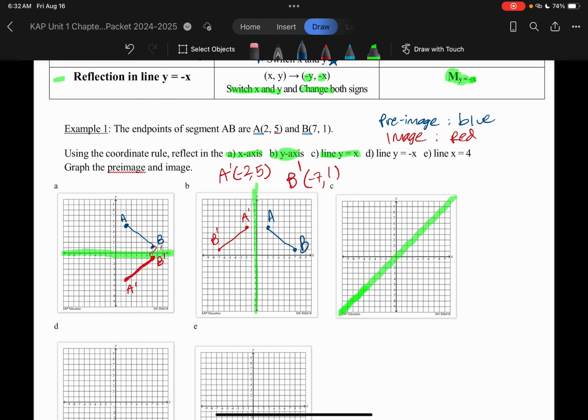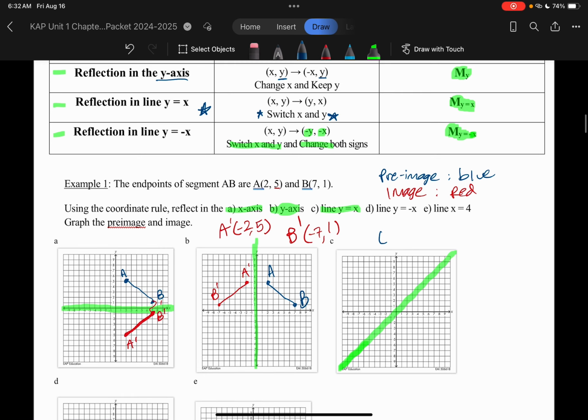We know that A is (2, 5). If I'm reflecting over the line y = x, then my rule is that the x and y swap places. This is what we looked at up here. y and x will change places to become (y, x). So if I plot the pre-image here, A (2, 5) and B (7, 1), then we have the following line. Okay, and this one's going to look a little weird because I'm going over that line of reflection.